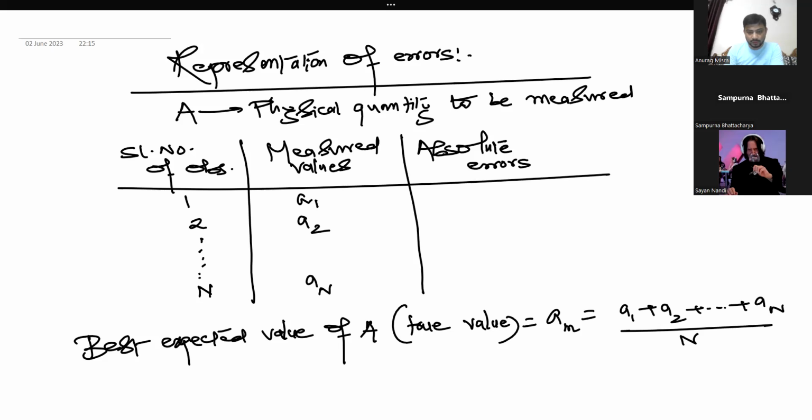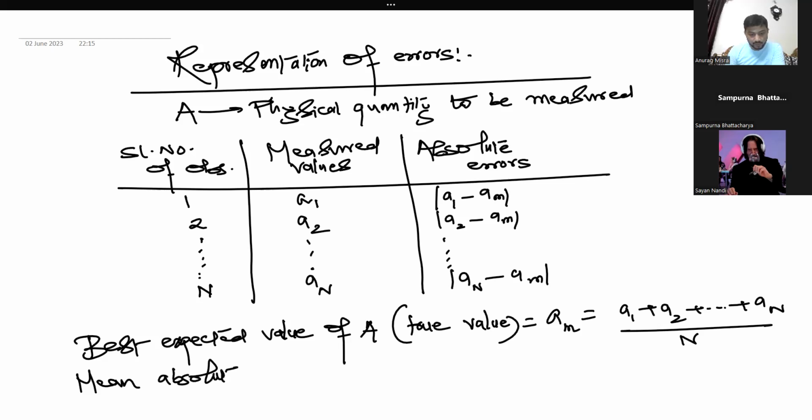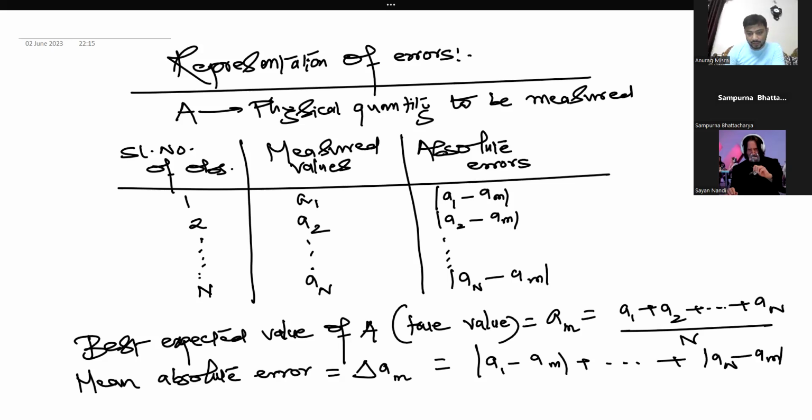So the first one will be modulus of A1 minus A mean. The second will be modulus of A2 minus A mean. And this way, when we keep on measuring, the last one will be modulus of AN minus A mean. So when we take the average of all these moduluses, then we get the mean absolute error. Or we can call it delta A, sometimes we call it delta A mean also. ये कितना आएगा? Mod A1 minus A mean से लेकर के mod AN minus A mean का average.